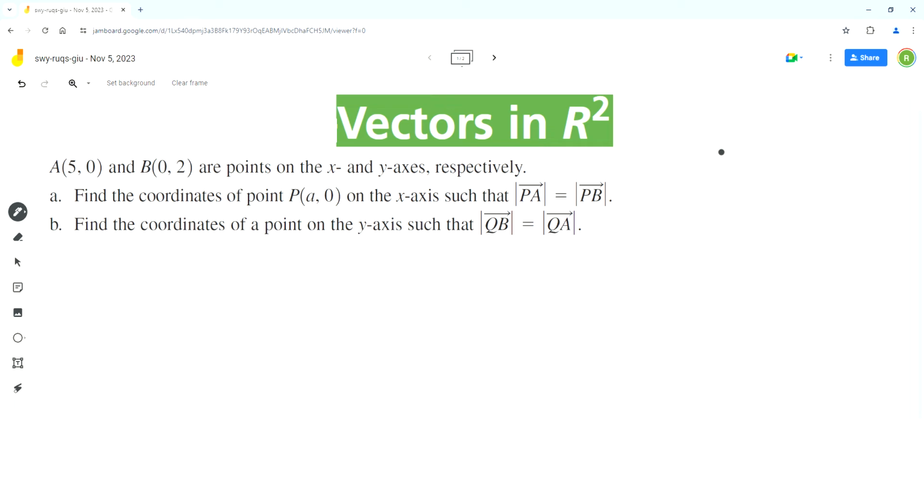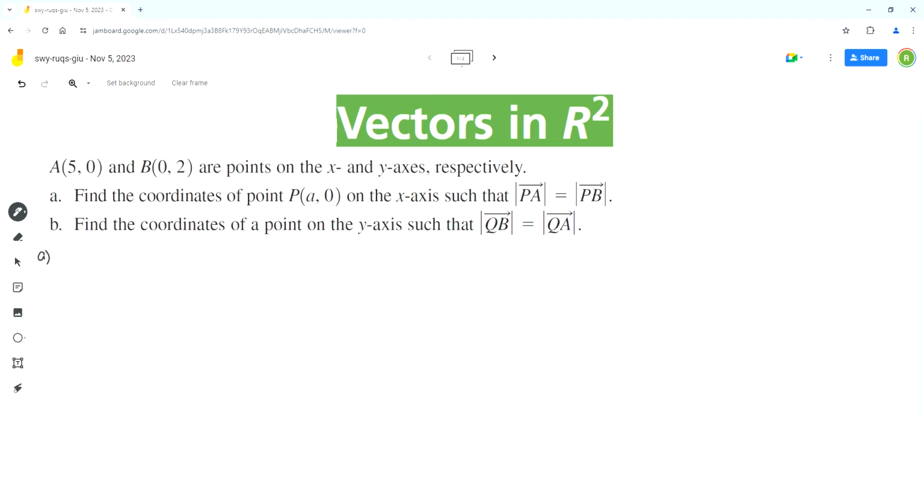So in this video, we'll solve this problem using the concepts of vectors in R2. As per the problem, points A and B are points on the x and y axes respectively. In part A, we have to find the coordinates of point P on the x-axis such that the magnitude of vector PA is equal to the magnitude of vector PB. So let's start with part A.